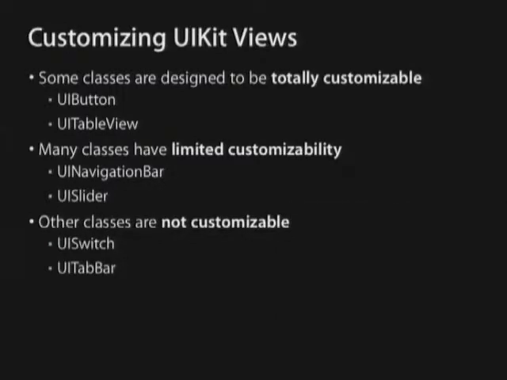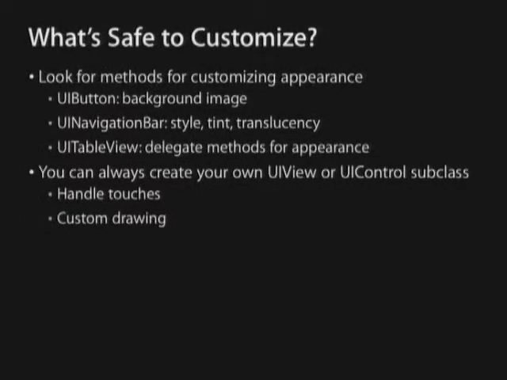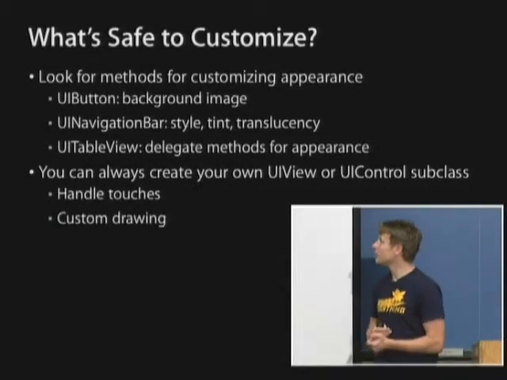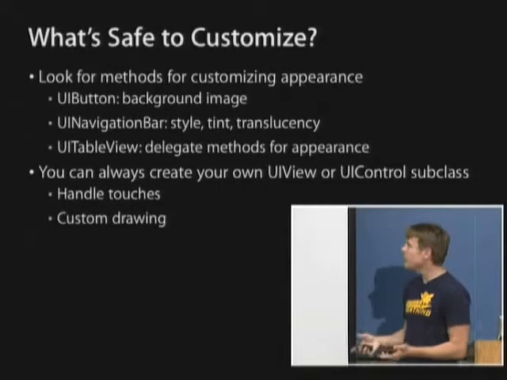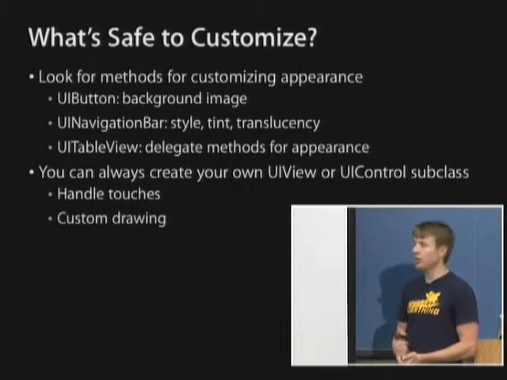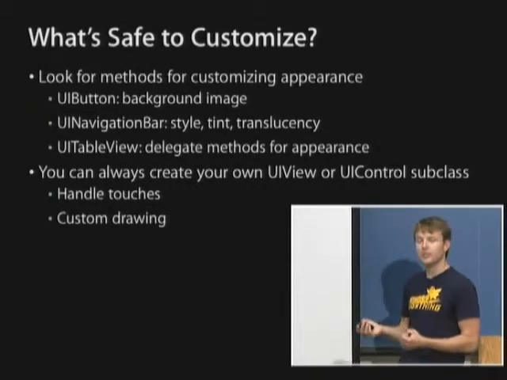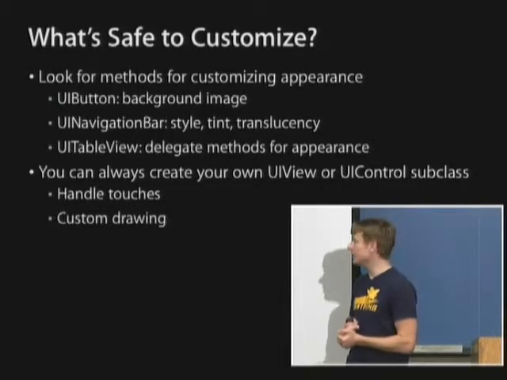UI switch, UI tab bar, these don't expose properties or methods for customizing their appearance or behavior. For cases like these at the bottom, you're always free to implement your own UI view subclass or UI control subclass, do your own touch handling, do your own custom drawing. So really, when you're figuring out what's safe to customize, look for methods in the class header or in the documentation for customizing the appearance. So UI button, background image, UI navigation bar, as I mentioned, UI table view. There are delegate methods, and there are properties on the table view that you can customize.